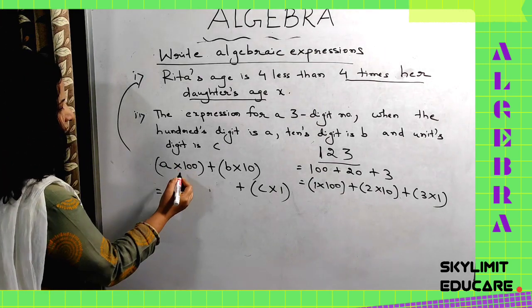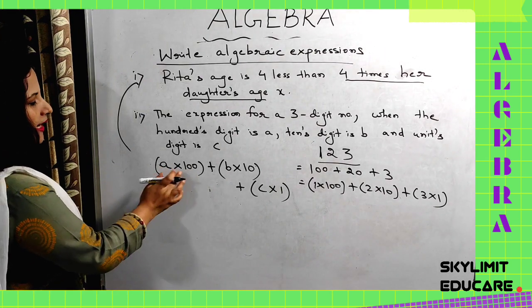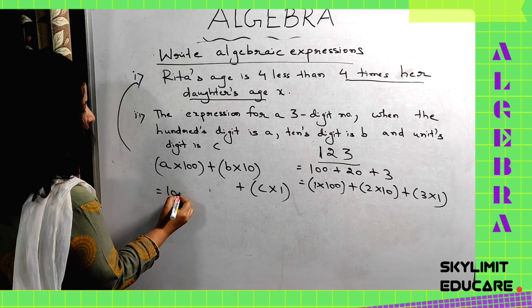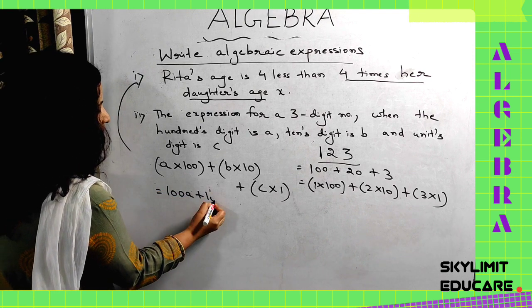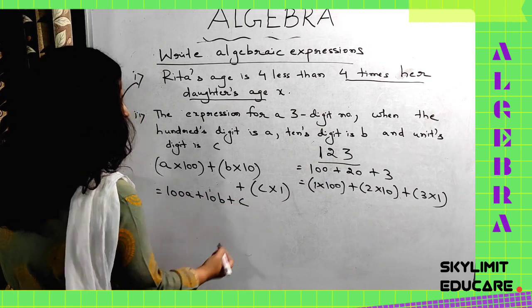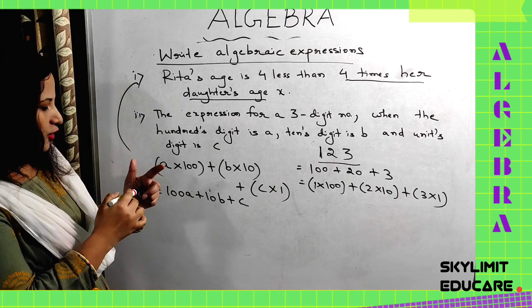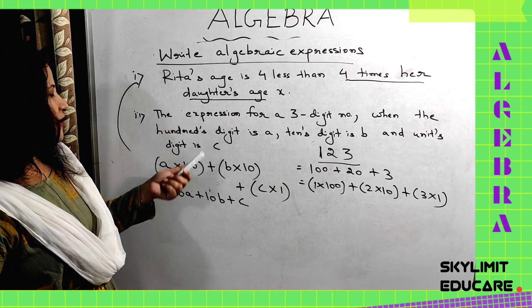So now how much are you obtaining? You know that when you are writing algebra, you are multiplying these. First you will write the number part. So it is 100A plus 10B plus C. So this is the format of writing the number.